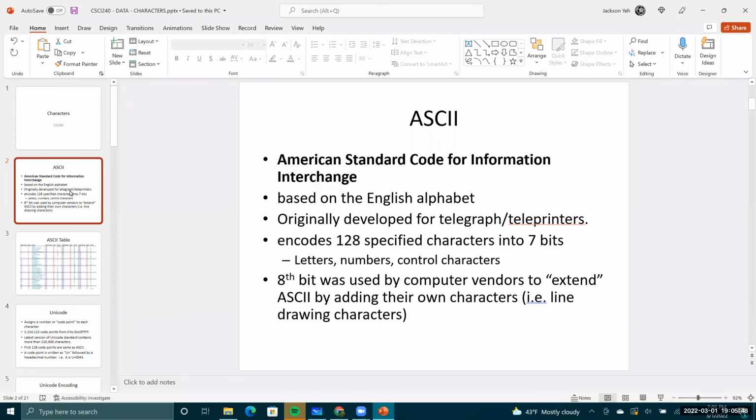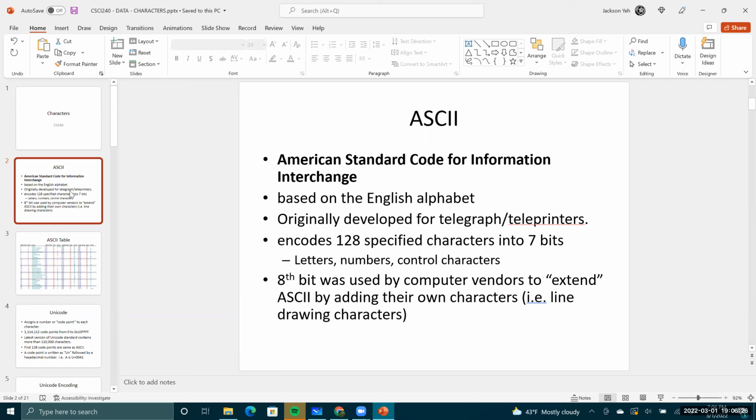Because ASCII characters are stored in 7 bits, but computers nowadays store things in 8 bits, on every single byte there's 1 bit that's unused. And as we have covered before, computer scientists are clever guys. They don't like wasting space. They're always trying to maximize the use of space whenever possible. So someone looked at it and said, well, we're using 7 bits and this 8th bit is unused. Let's use it. So the 8th bit was used by computer vendors to extend ASCII by adding their own characters.